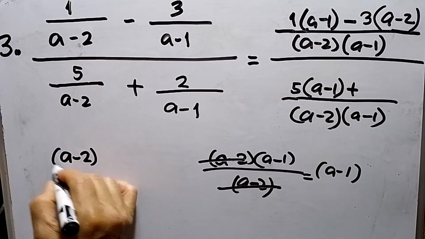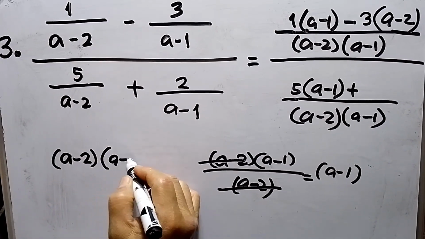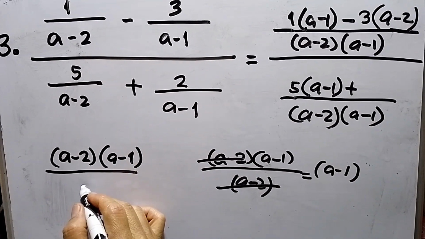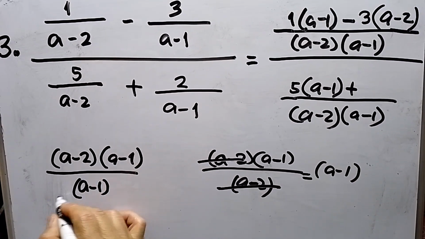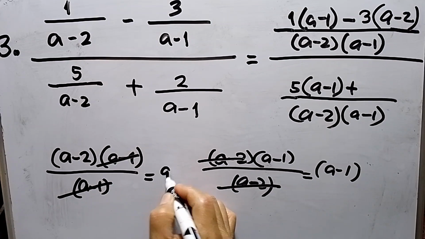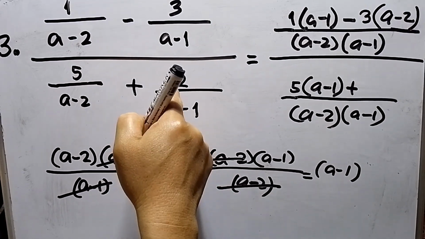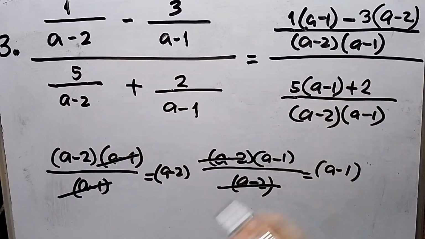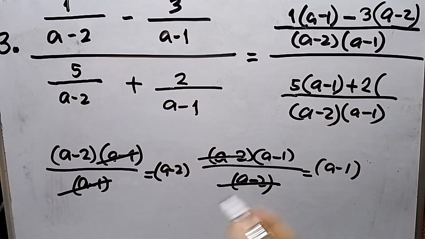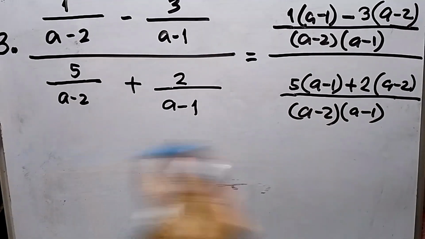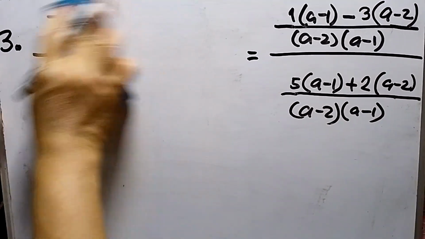This is my LCD. And a minus 1 is divided by the second denominator, which is a minus 1. So a minus 1 will be crossed out. So I have a minus 2. Since this will be the constant, I need to write first 2 and then a minus 2. Okay, so I need to simplify both numerators and denominators.